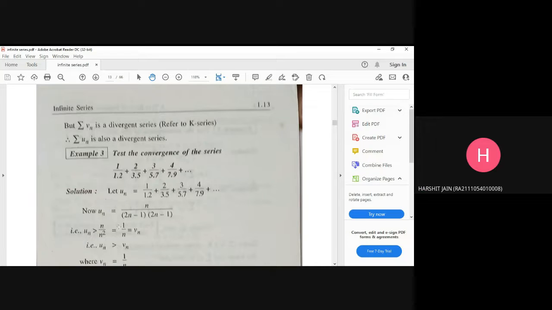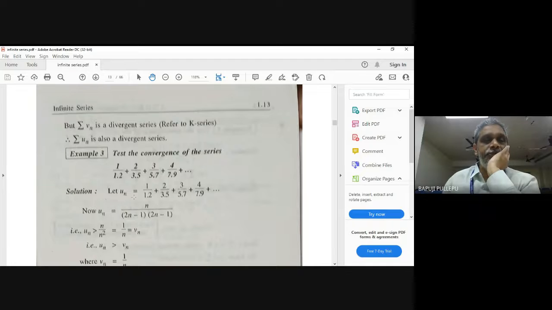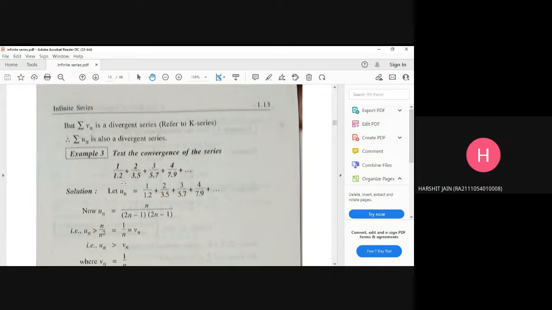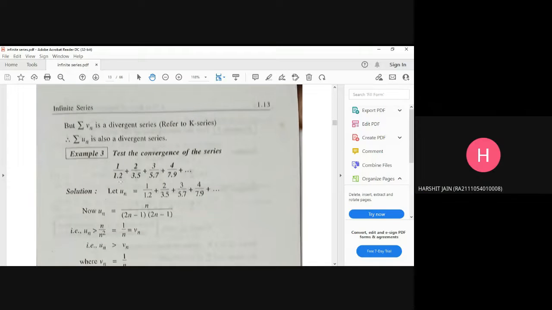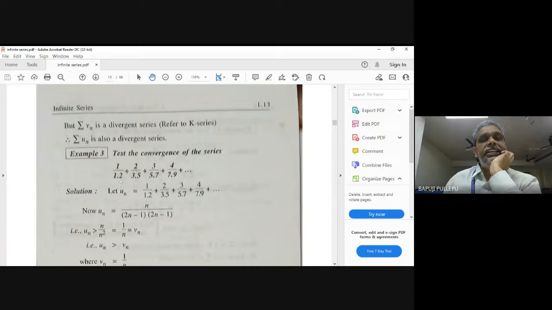So I think there is an error for the first time. It should be 1 divided by 1 into 3. I think the question itself is wrong. 1 into 3 means what you will get, correct? But it should be 2n minus 1, not 2n plus 1, I think.